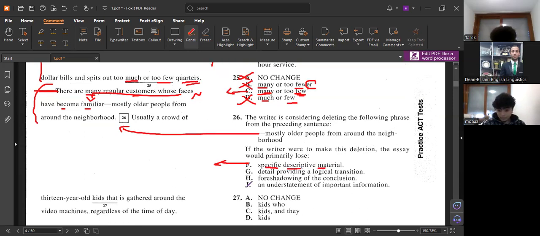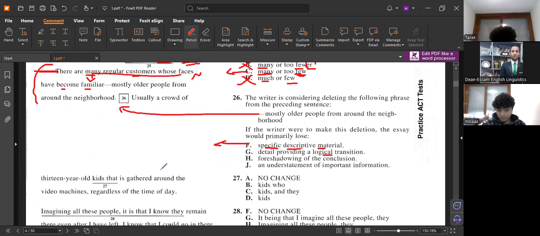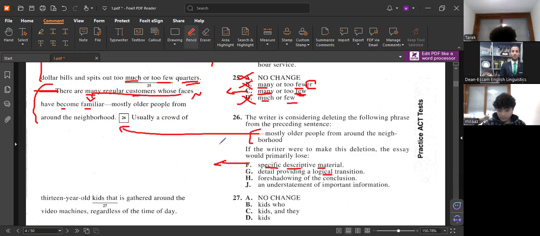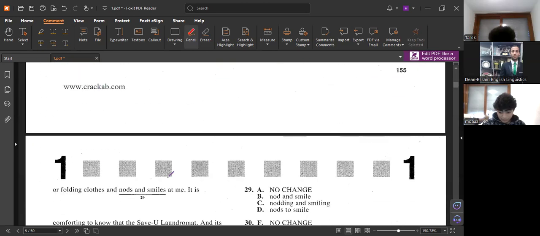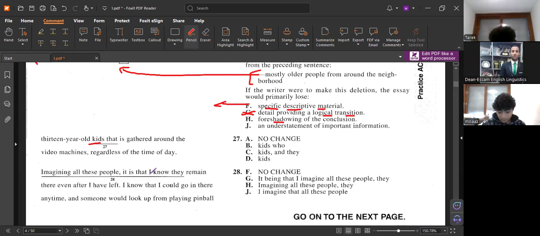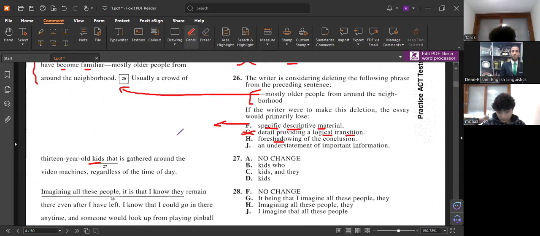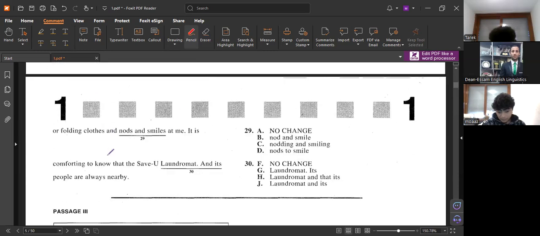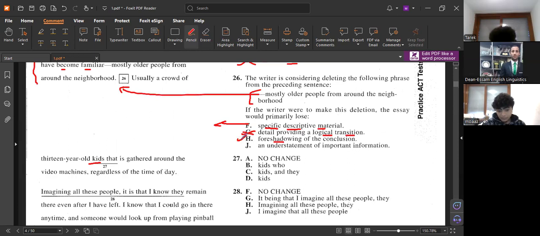Let's check G. Detail providing a logical transition. Transition for what? For the following. If you read the following, it does not talk about this part. It talks about something else. Look, a crowd of kids, not older people. So it cannot be a transition. So G is wrong. Foreshadowing of the conclusion. Go to the conclusion. You will find something else. It's not about the same idea, because the conclusion here at the end is something else. That means letter H is wrong.